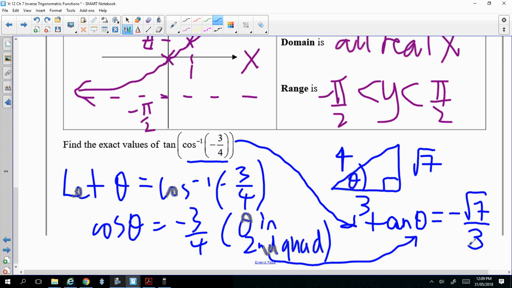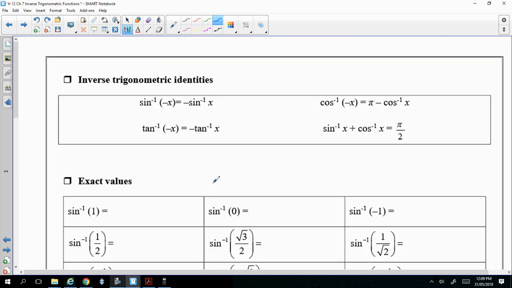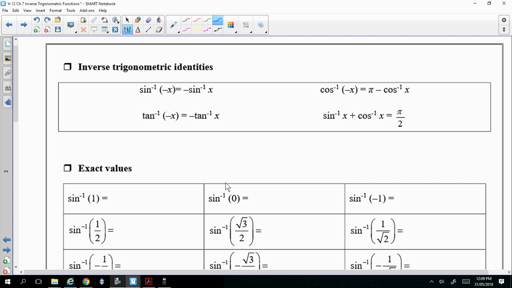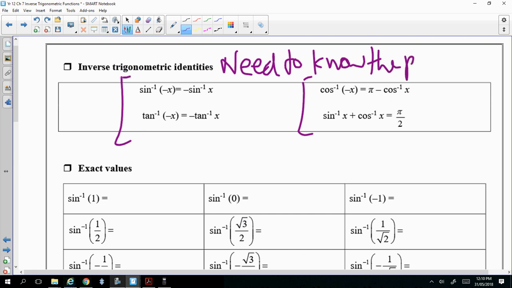And then we also did the other one, inverse trigonometric identities. Some of this. So for these 4, you need to know how to prove them. Need to know the proof. And remember, this can be done in 3 different ways. 3 ways. Okay, so 3 ways.